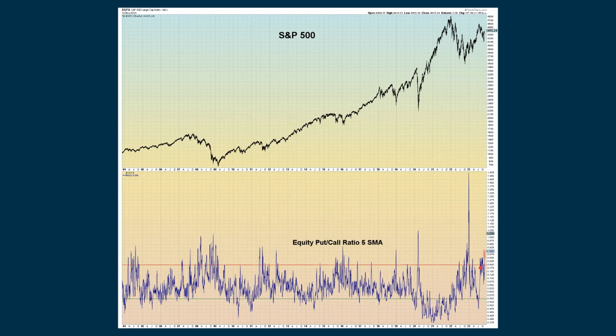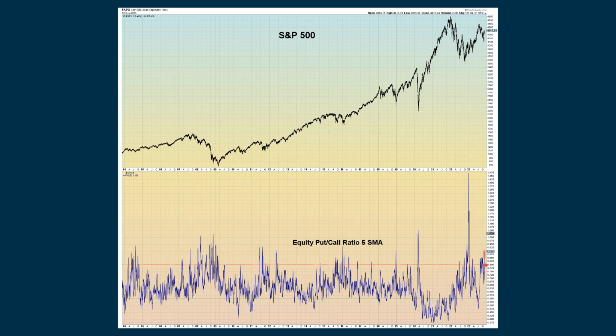Now, the market's been going up. Well, it was comatose for Monday, Tuesday, and Wednesday. It went down on Thursday, then up on Friday. But the previous week was one of the strongest weeks we've seen in a long time. But right before the weekend, what we've been noticing is the equity put call ratio has really been spiking up.